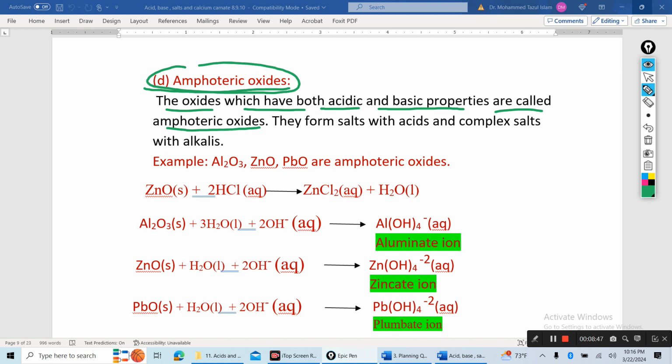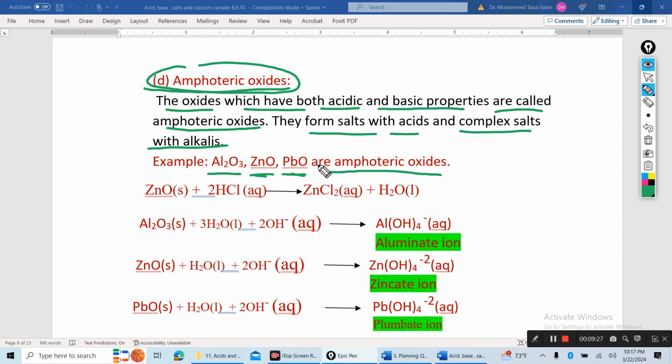Amphoteric oxide has acidic properties and basic properties both, and they form salt with acid and complex salts with alkalis. I mean, amphoteric oxide reacts with acid to form salt, but forms complex salt with alkalis. Aluminum oxide, zinc oxide, lead 2 oxide are amphoteric oxides. You have to learn these names.